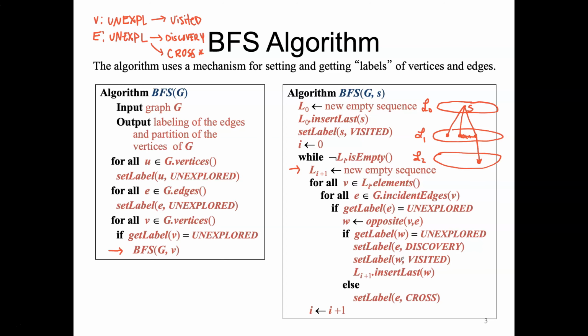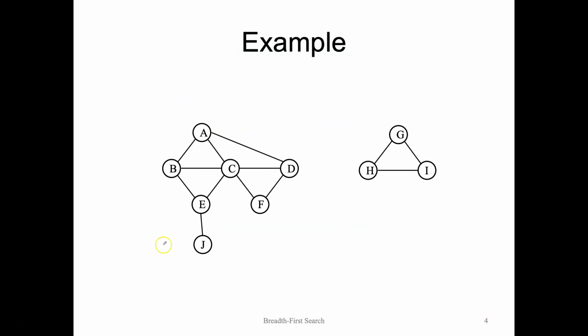Okay, let's see an example first. So let's say this is our graph. Notice that visually you can tell already this is not a connected graph. It has two connected components. But let's say that we start our breadth first search call at vertex A. And I'm going to mark vertices this way if they've been visited. So initially just assume everything has been marked as unexplored. And we'll mark discovery edges this way with just a solid line, and we'll mark cross edges this way with a dashed line.